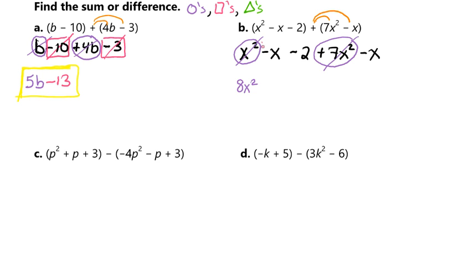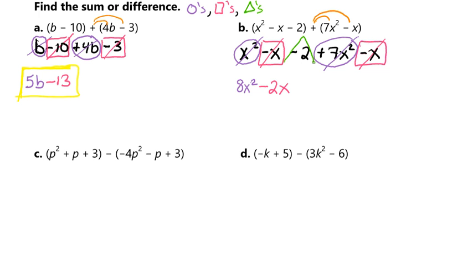Now we'll move on to our next term, which is just a plain x. So we'll look for another plain x, and we have one back here in the back. So a negative x and a negative x. So if I have negative 1x minus 1x, that will give me negative 2x's. And I'm done with my squares.